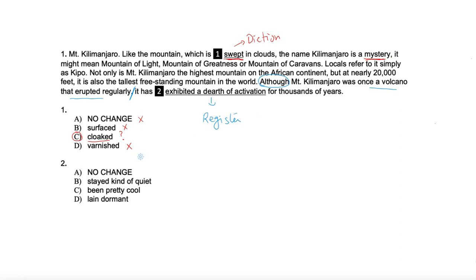Now let's have a look at the option choices. And as I said, A is too wordy. It doesn't go with the rest of the paragraph. Stayed kind of quiet. Again, it's a funny choice, but it doesn't go with the rest of the paragraph. This is very casual, literally slang language. So B is wrong. Been pretty cool. Again, it's not like we're talking to our friends. So this is wrong as well.